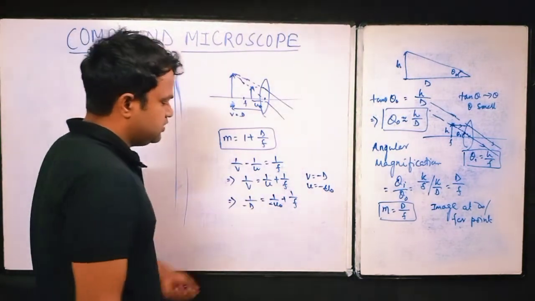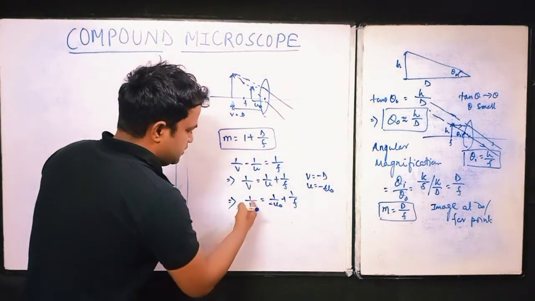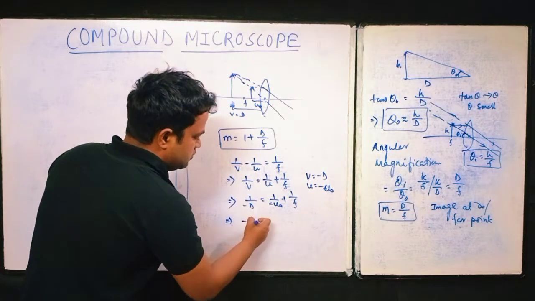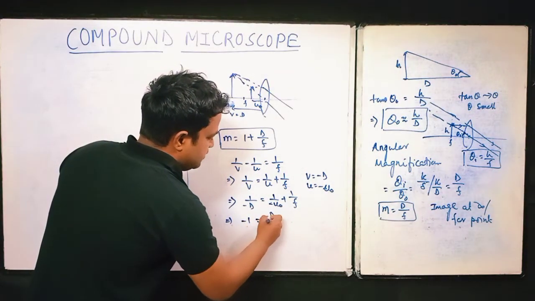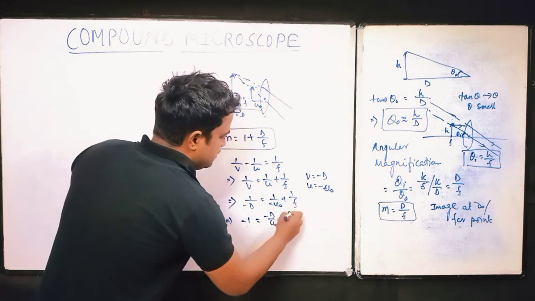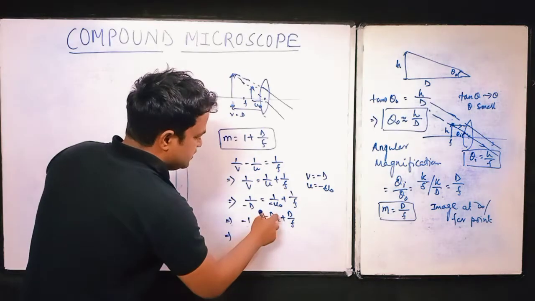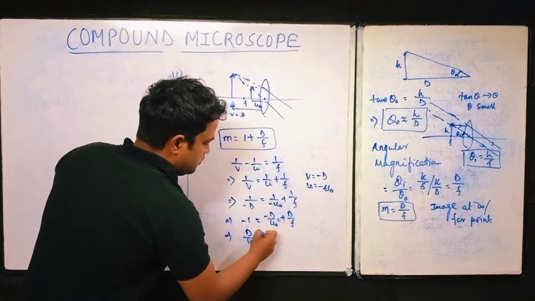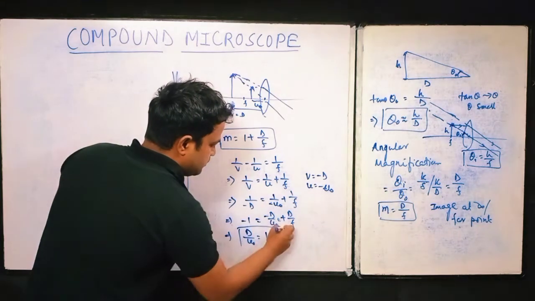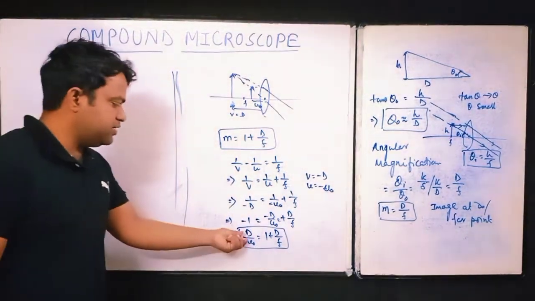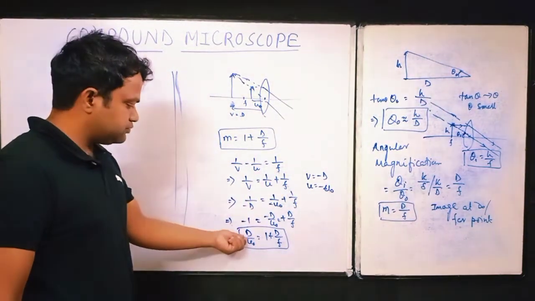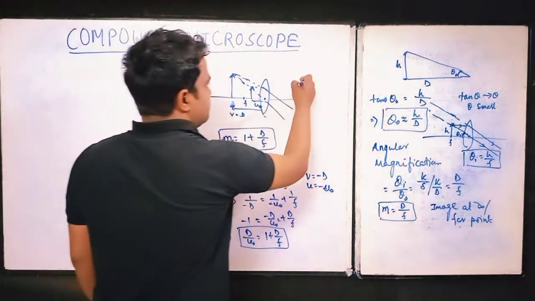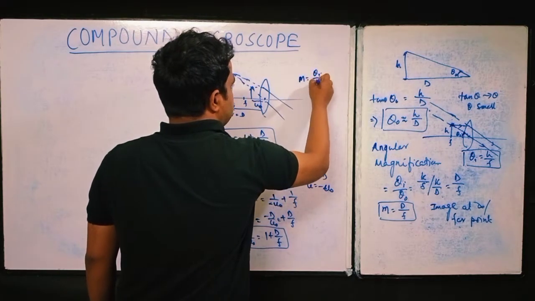Alright. And if we cross multiply, you will find out that, let's say, multiply D on both sides, so that it will be minus 1 equal to minus D by U0 plus D by F, or you can bring 1 this side, this D by U0 to the left side, so this will become D by U0 equal to 1 plus D by F. Now we can prove that your magnification is D by U0, because you can prove that your M is basically theta I by theta 0.